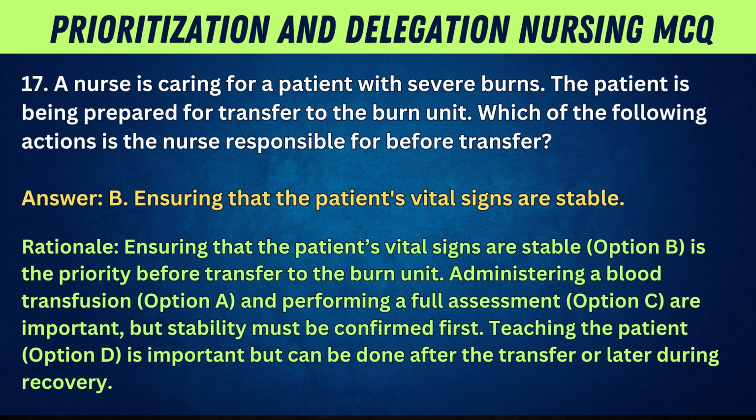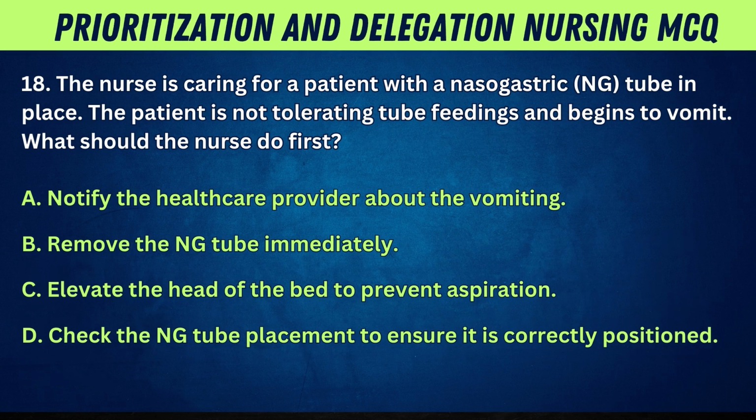Rationale: ensuring that the patient's vital signs are stable, option B, is the priority before transfer to the burn unit. Administering a blood transfusion, option A, and performing a full assessment, option C, are important, but stability must be confirmed first. Teaching the patient, option D, is important but can be done after the transfer or later during recovery. 18.